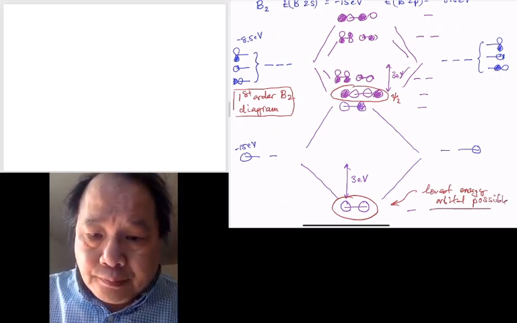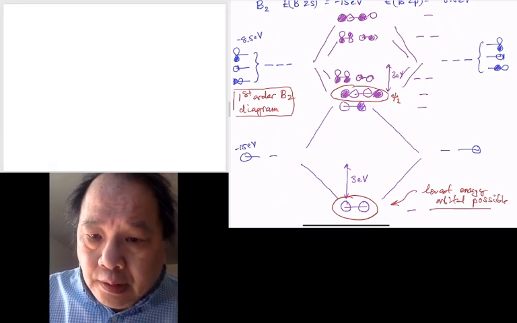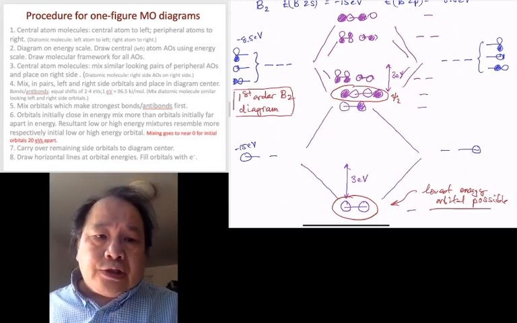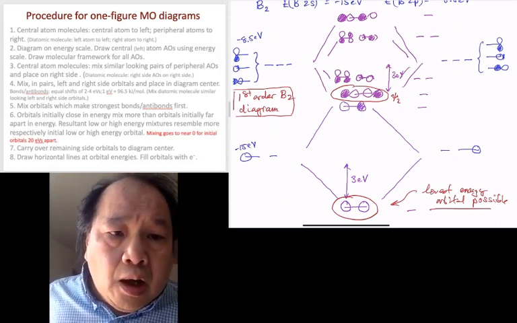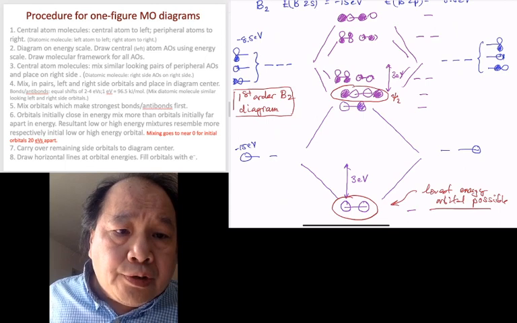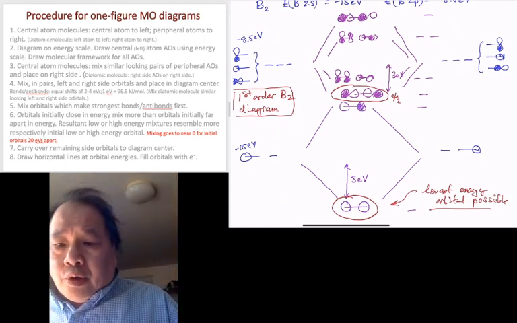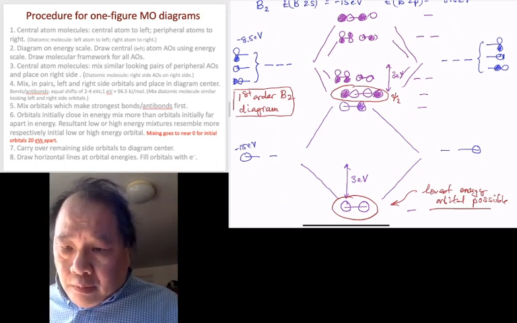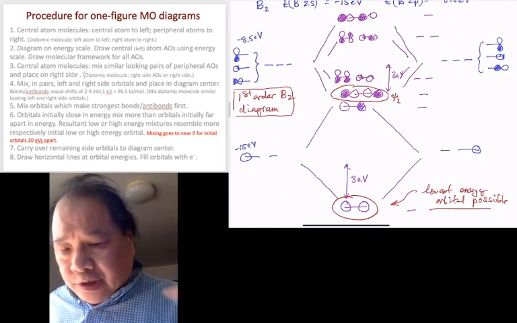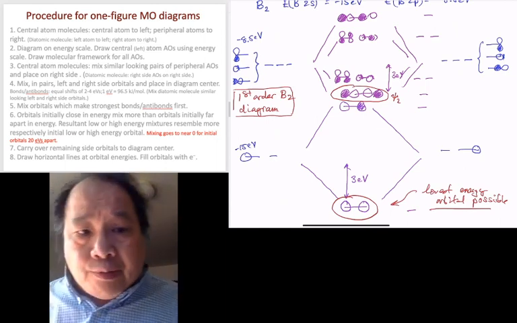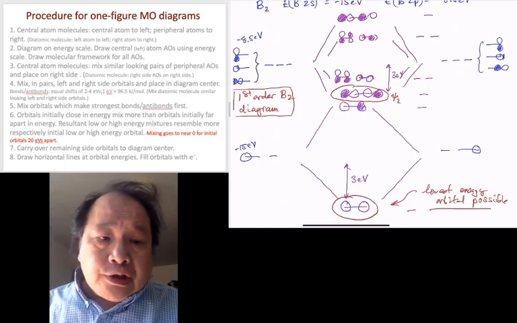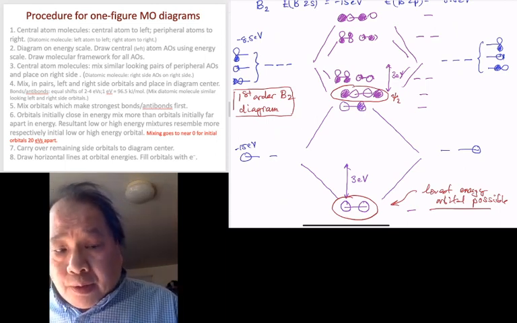And this is the key. We are going to mix orbitals that are, I'm sorry, let me just say that again. This sentence is in the key. Let me read it in orange. Mixing goes to near zero for initial orbitals that are 20 EVs apart.